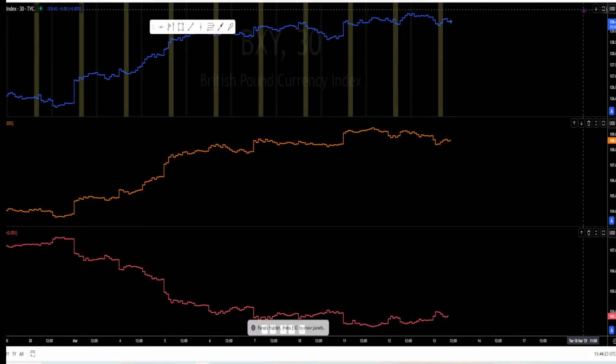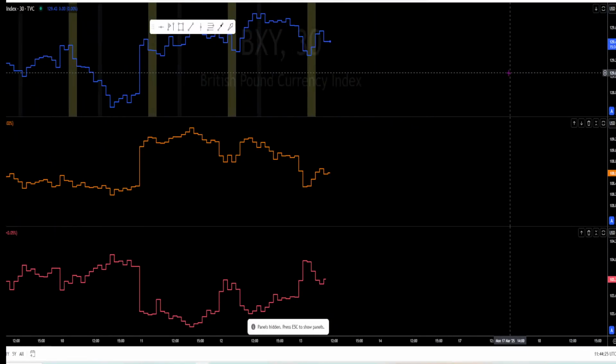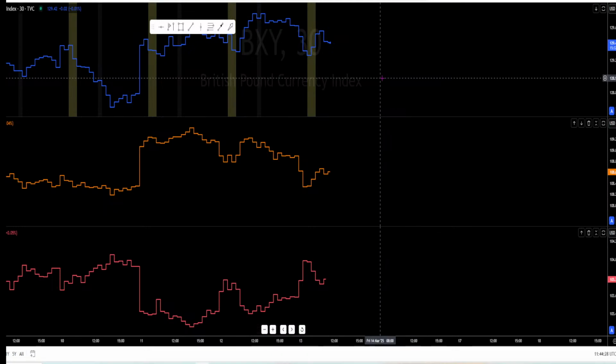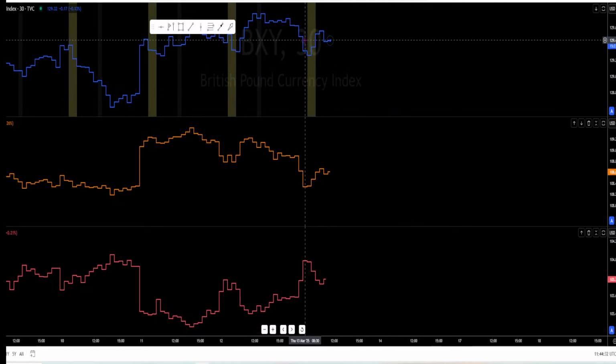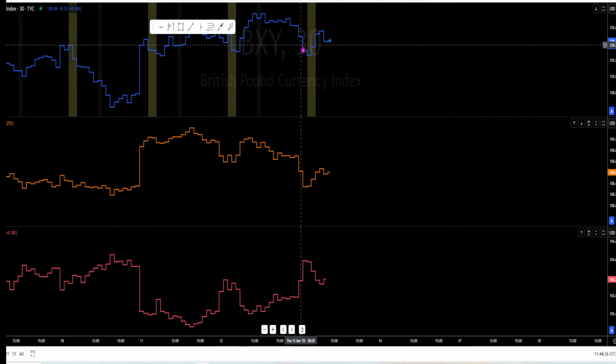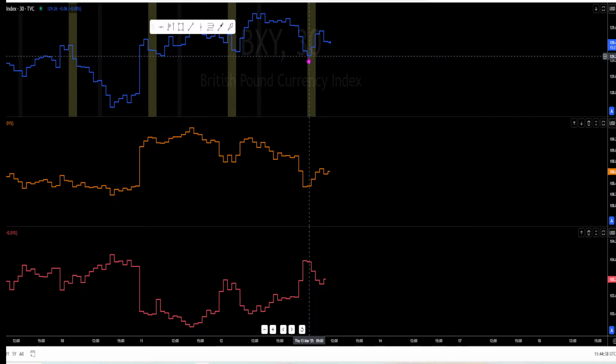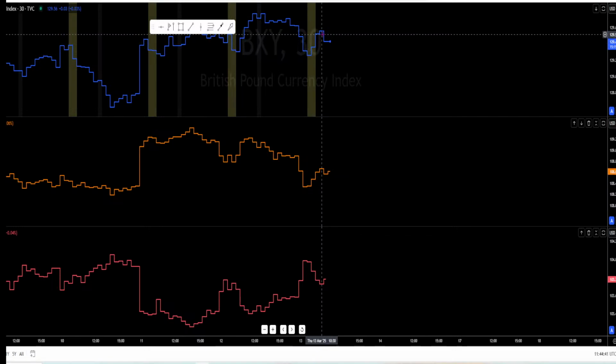Let's look at a 30-minute chart here. We'll just reorient this a little bit. So on the 30-minute chart, again, here's our open right here. This is that open down, and then price kind of stair-stepping back up, and now it looks like it wants to go back down again.